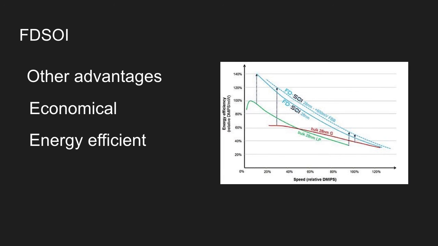Finally, the simplicity of the manufacturing process makes FDSOI devices more economical. Also, this design allows faster operation at low voltages and a better management of the energy. In the figure, you can see the speed in the abscissa and the energy efficiency in the ordinate. The green and red lines are bulk technologies, and the blue lines represent FDSOI. Given a speed, FDSOI is clearly more efficient.